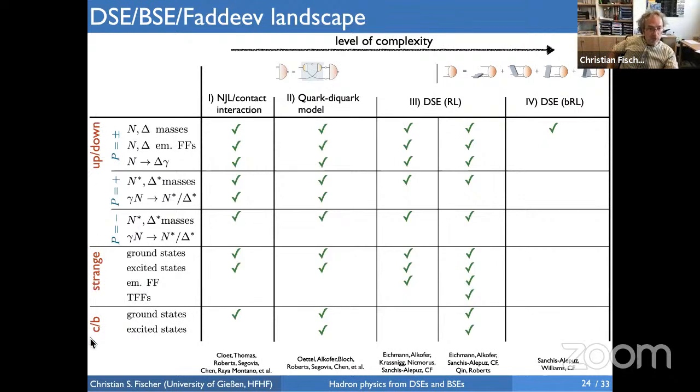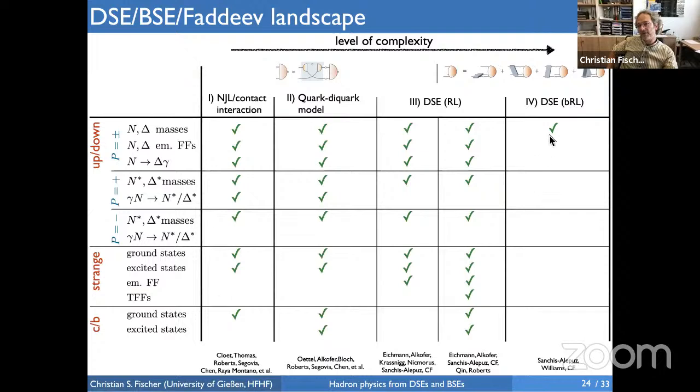Okay, here we see the observables in the up-down sector: nucleon and delta masses, electromagnetic form factors, transitions, excited states, and transitions in the parity plus and parity minus sectors. Here we have the strange quark sector: ground states, excited states, form factors. And we have the heavy quark sector: ground states, excited states. So a lot of this has been done.